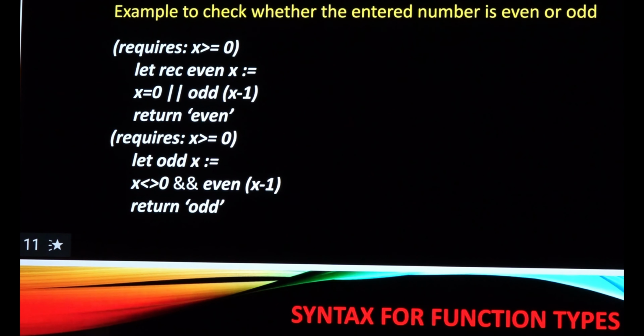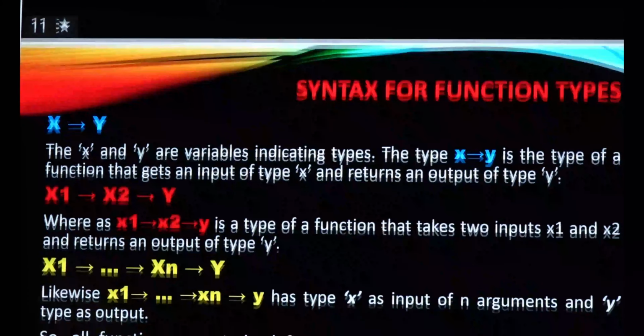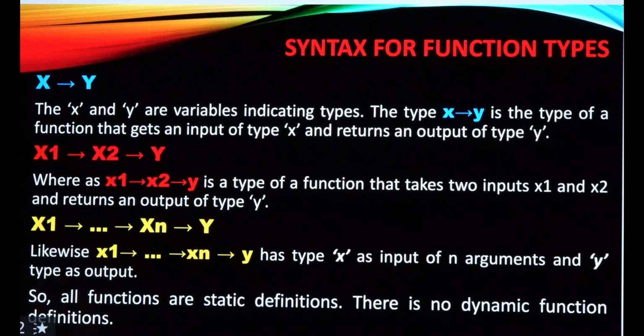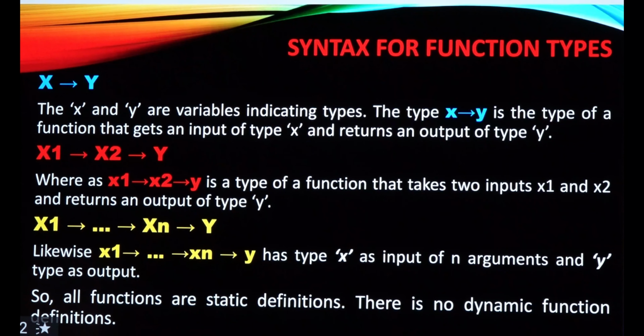Now the syntax for function types. Here in that example, x gives y. The x and y are variables indicating types. The type x -> y is the type of a function that gets an input of type x and returns an output of type y.